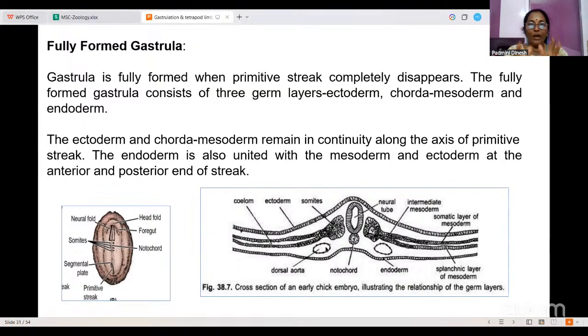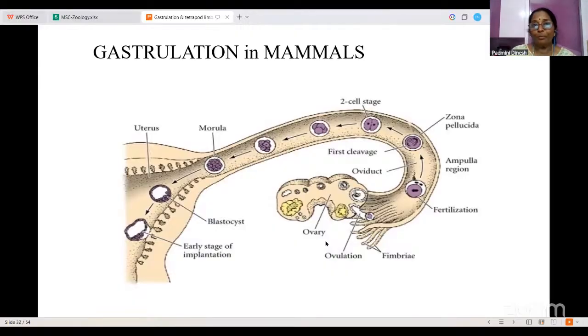So this is the point where gastrulation ends. So what is gastrulation? Gastrulation is the formation of the three germ layers, that is the ectoderm, mesoderm, and the endoderm. So that was about the aves. And as I told you all, gastrulation in mammals is the same as in the chicken. So if you have understood gastrulation of the chicken, then mammal gastrulation is also easy.